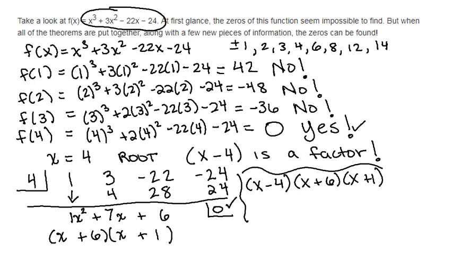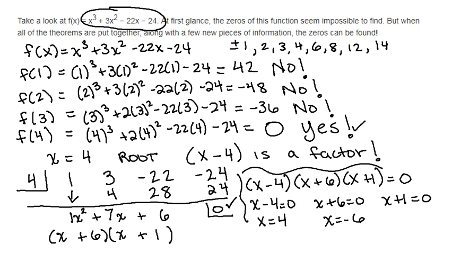And we're almost finished. Now to find the roots, we set this equal to 0. And then we have x minus 4 equals 0, x plus 6 equals 0, x plus 1 equals 0, and each one solves, so we have x equals 4, x equals negative 6, x equals negative 1. And those are the 3 roots we've completely solved and found the zeros for this equation. I know there's got to be 3 because of the degree.